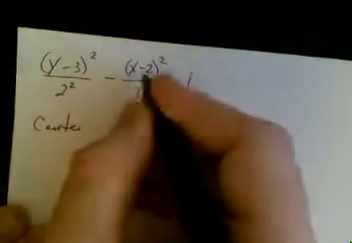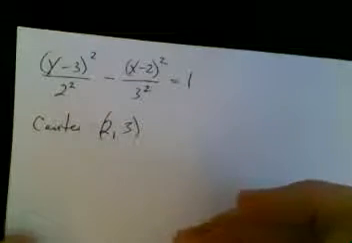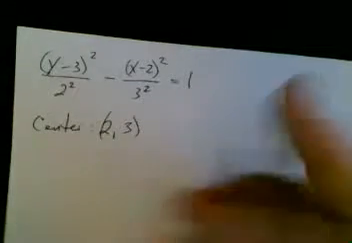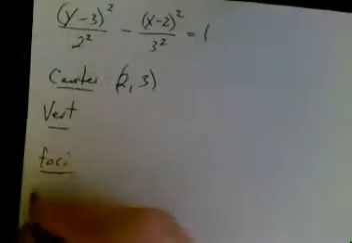Well, the center is going to be at an x value of positive 2 and a y value of positive 3. Because, again, negatives on the inside, we shift it around. Then you have: where are the vertices? Okay. Where are the foci? And where are the asymptotes?